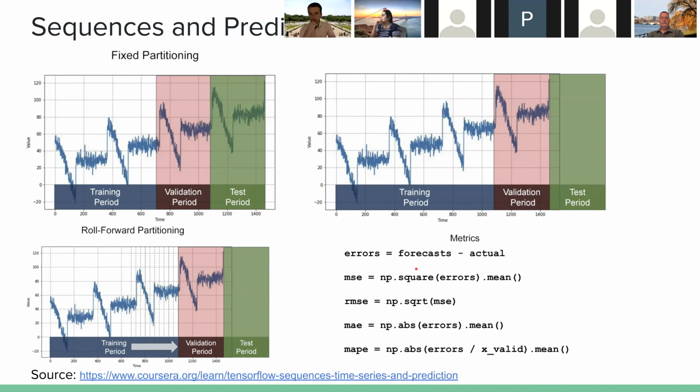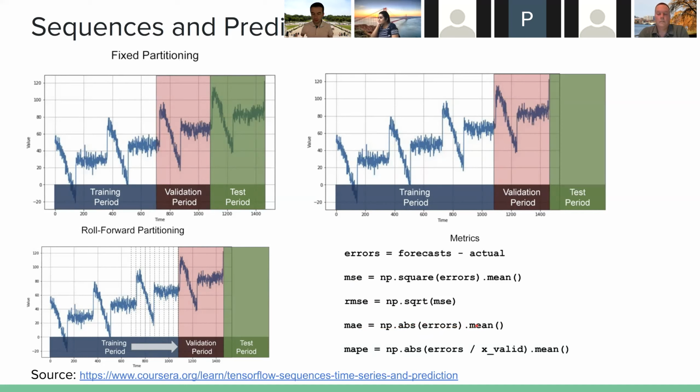Cool. So we talked about the error and the mean square error. If we take the square root of the mean square error, we have something called RMSE, root mean square error. If we look at the absolute values of our errors without squaring them, and we take the average value, then we have something called mean absolute error.